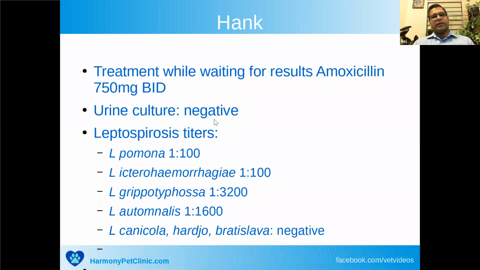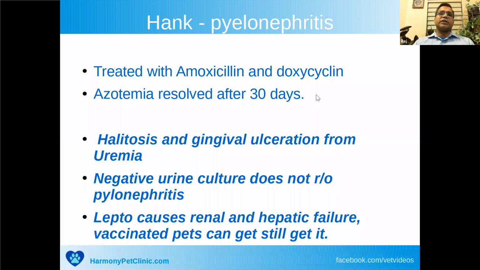So urine culture was negative, and leptospirosis titers were as indicated. This Leptospira autumnalis was 1:1600, which is pretty high. This is not included in the vaccine. Lepto vaccine includes 4 strains: Pomona, Icterohaemorrhagiae, Grippotyphosa, and Canicola. And so this pet was vaccinated. That's why we see increased titers in the other serovars also. But autumnalis was causing the disease. So Hank was having pyelonephritis caused by leptospirosis.